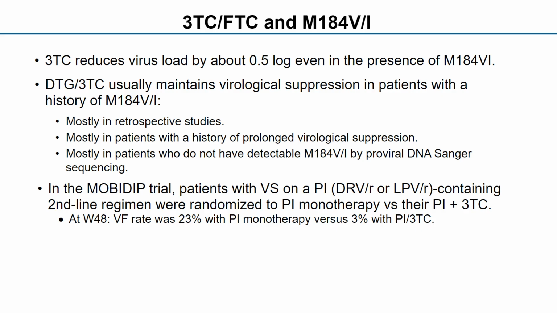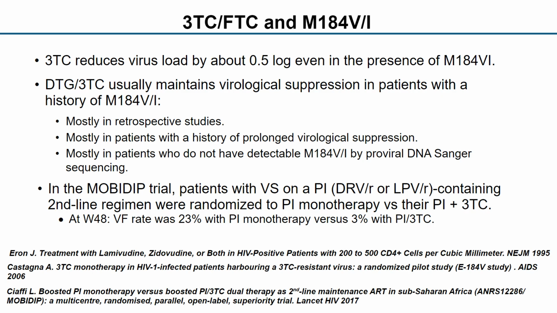About 97% of these patients had a history of M184V and I, after developing virological failure on a first-line NRTI and NRTI-containing regimen. At 1 year, the risk of virological failure was 23% in the monotherapy arm versus 3% in the dual therapy arm, demonstrating the significant contribution of 3TC even when M184V or I had occurred.